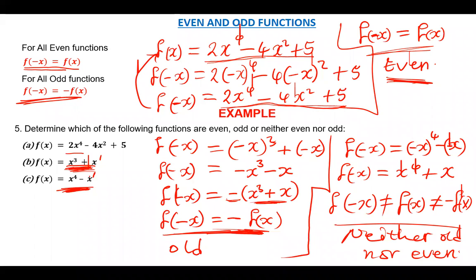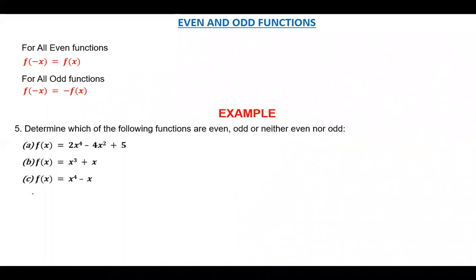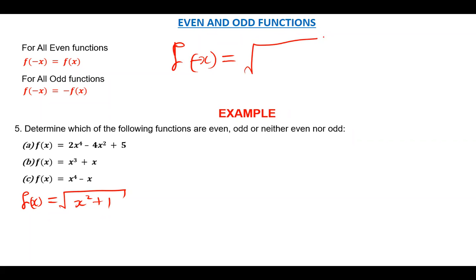Let me also put up some questions that may seem to be a bit tricky. So you can also be given a function like f of x is equal to the square root of x squared plus 1. So you also do the same for such functions. You test this function by finding f of negative x. So f of negative x, meaning you're going to replace negative x where there's x there. So you're going to have negative x squared plus 1.